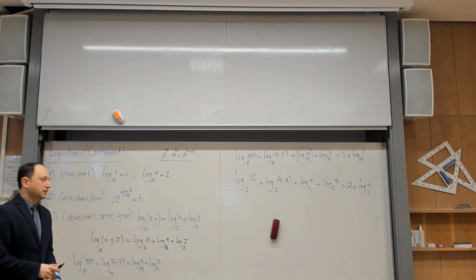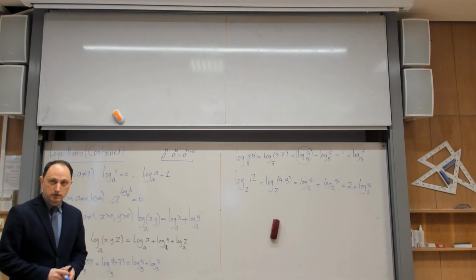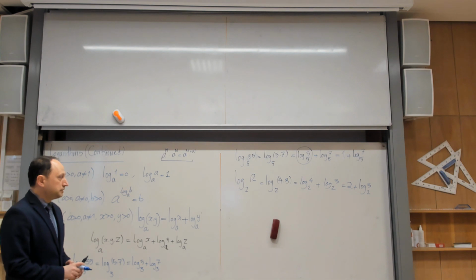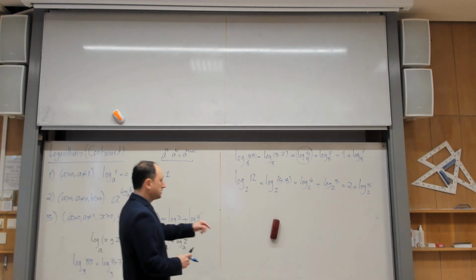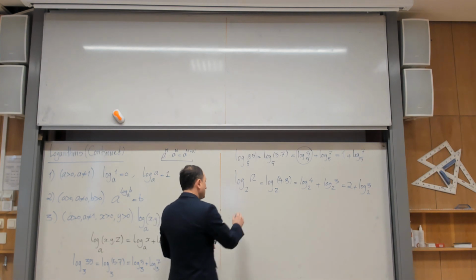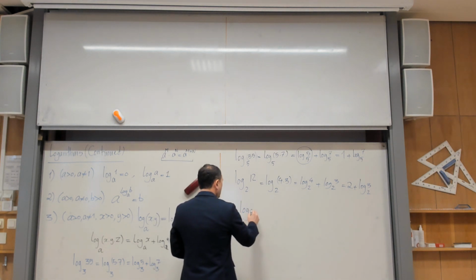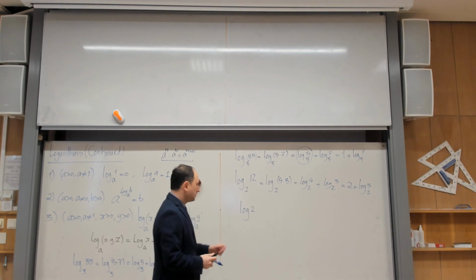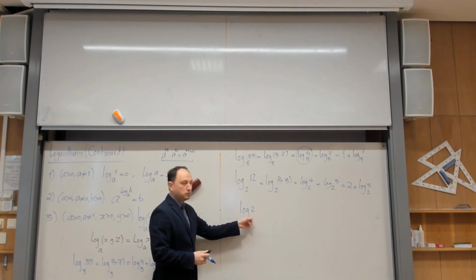Otherwise, I have to put this in the calculator, and I will tell you how to put this in the calculator probably today or tomorrow, yes? So that is an important property. So if you ask me what is log of 2, I don't know the exact answer. By the way, when I don't write the base, it means it is 10.